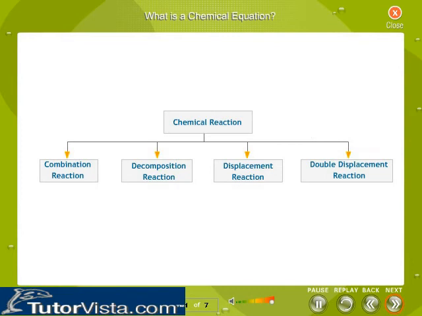Types of chemical reactions. Chemical reactions may be classified in different ways. Some examples of widely used terms for describing common kinds of reactions are combination reaction, decomposition reaction, displacement reaction, double displacement reaction.